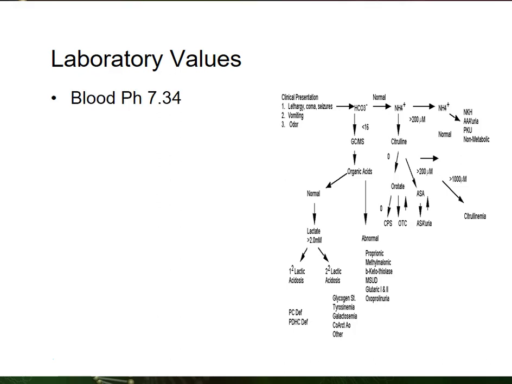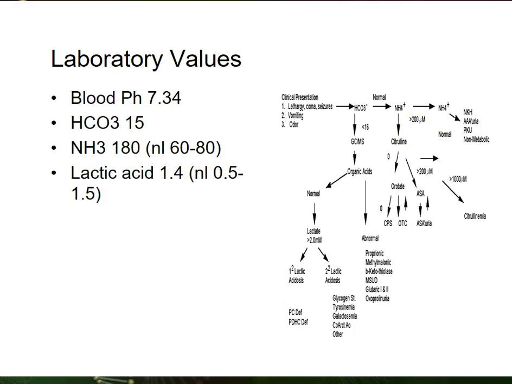So looking at the laboratory, the blood pH is 7.34 with a CO2 of 15. So the baby is acidotic. The ammonia is 180, mildly elevated but not significant. The lactic acid is 1.4. So this acidotic state is not coming from lactic acid, so all these things can be eliminated. The glucose is 70, so the baby has some hypoglycemia.